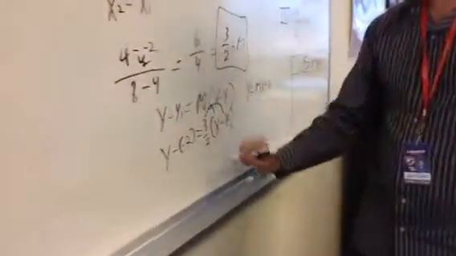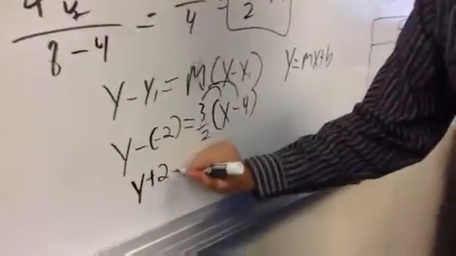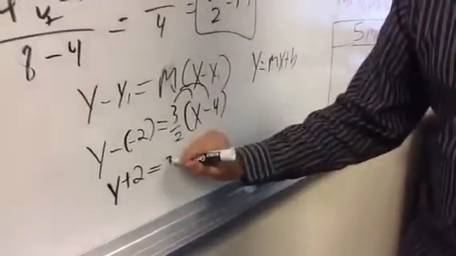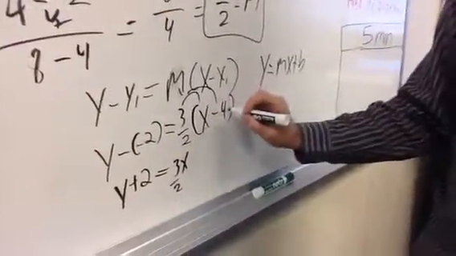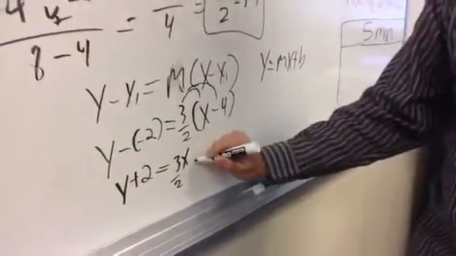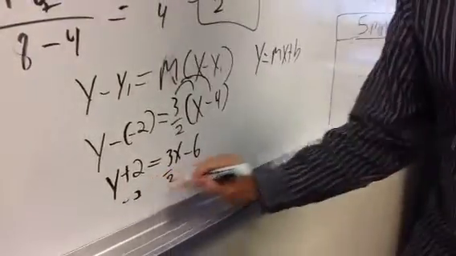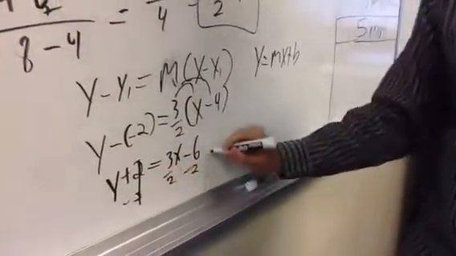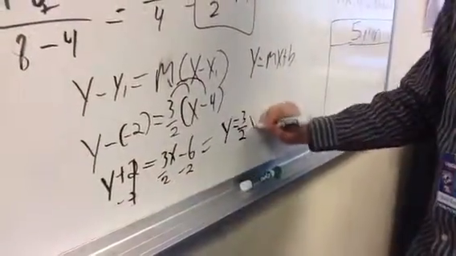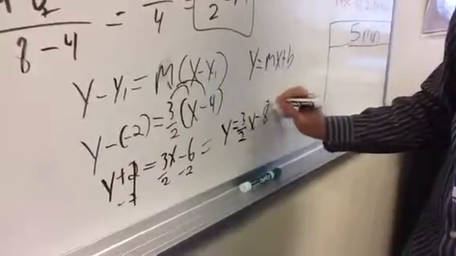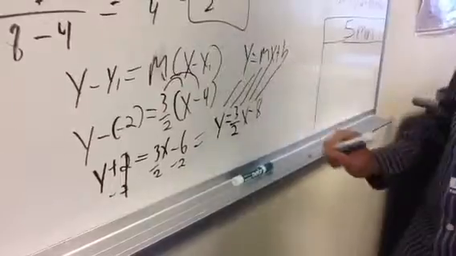You distribute, bring down what you didn't use. I'll just make this a positive, a negative and a negative is a positive. 3 halves times x is 3 halves x. 3 over 2 times 4, well 3 times 4 is 12, and 12 divided by 2 is 6, so it's negative 6. And then you just subtract 2 from both sides. Okay, so what's the answer going to be? It's going to be y equals 3 over 2x minus 8. See how it's in the format of y equals mx plus b. That's the answer.